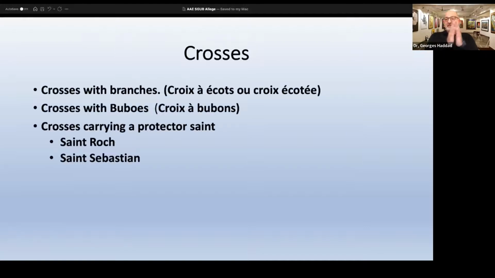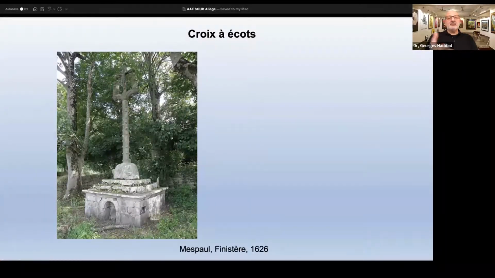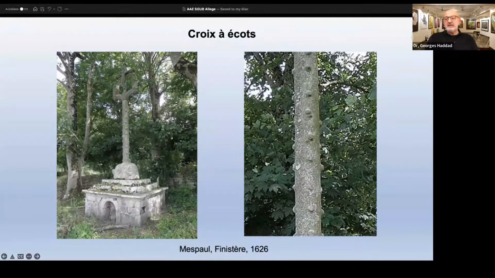And you're going to use crosses. There are three kinds of crosses that are dedicated to the plague. Two of them will have either crosses with branches or with bubos, and I'll show you the difference, or crosses carrying a protector saint, either Saint Roch, or Saint Sebastian. So this looks like any other cross in France, but if you come closer, you can see the branches, you see? And these look like small bubos over the branch. So this is a cross that was erected after a plague epidemic.